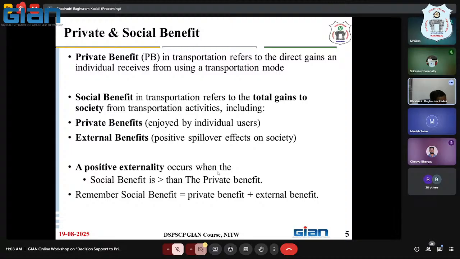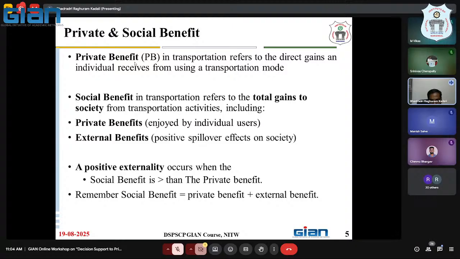Okay, let's start with the different costs involved in the projects. Based on that, we'll have the complete idea. Then we have the private benefits. The private benefits are the direct gains an individual receives from using your transport mode. What benefit do you gain directly from using your transport project? You might be enjoying the speed of the project, for example by increasing from 2-lane to 4-lane roads.